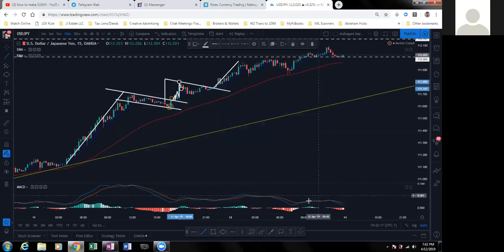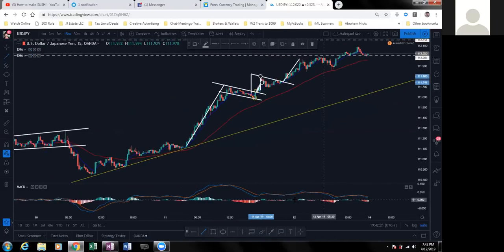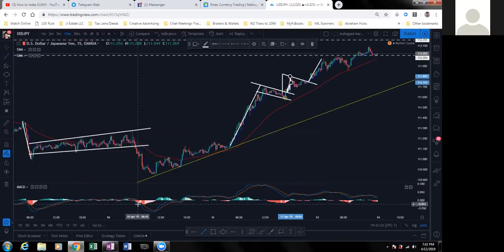When it crosses the MACD, which it has not, look at this, I'm on my 15-minute. It has not crossed this since here. So for anybody using their MACD as a confirmation to get in, it crossed on their MACD at 15, it crossed here, and not at any time did it ever cross below.